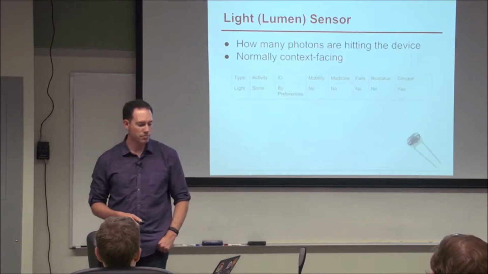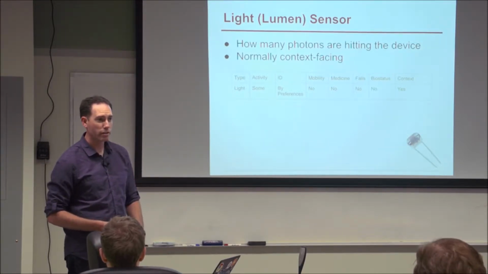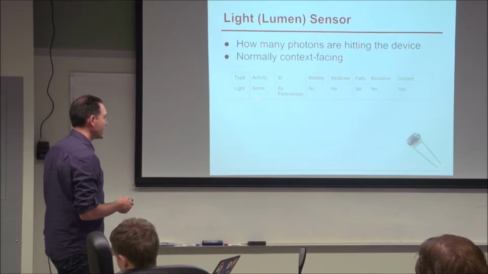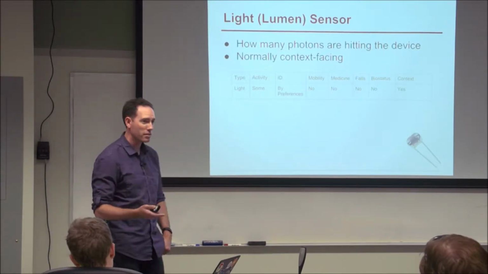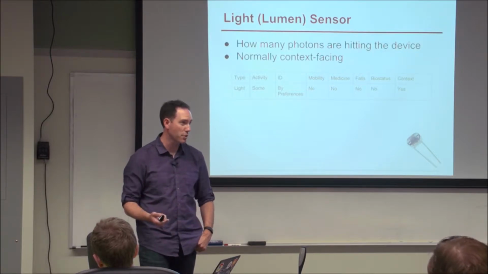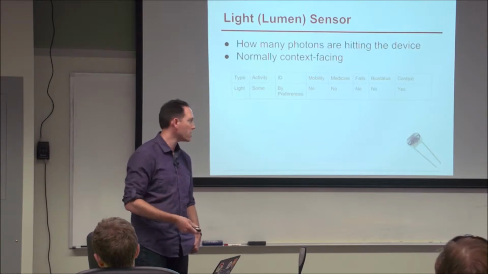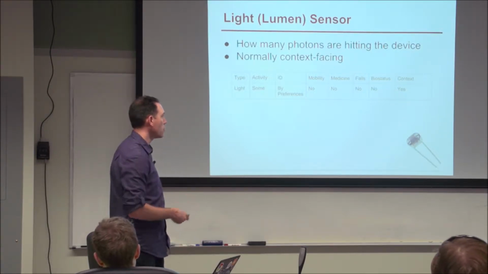Light sensors, we want to know how many photons are coming in, because that's what we're measuring. It can give you some things about what they want, mostly preferences during activities. So if you know they're cooking, how bright is the room? If you know they're sleeping at night, how bright is the room? Kind of contextual information. That's why it's all about context.